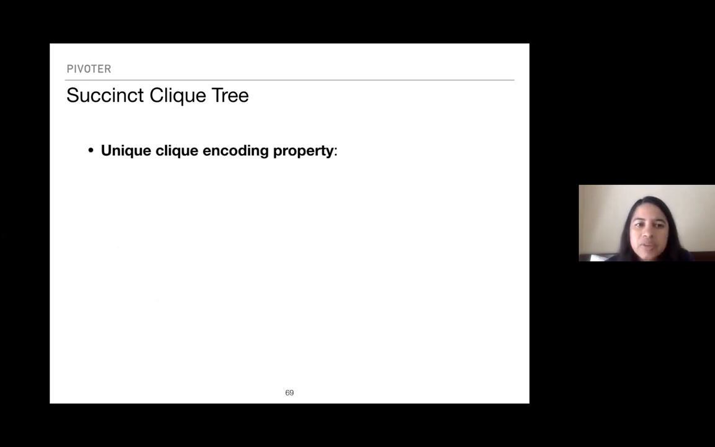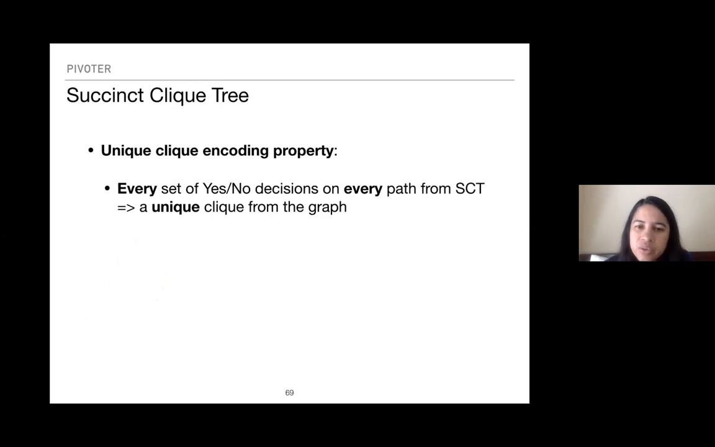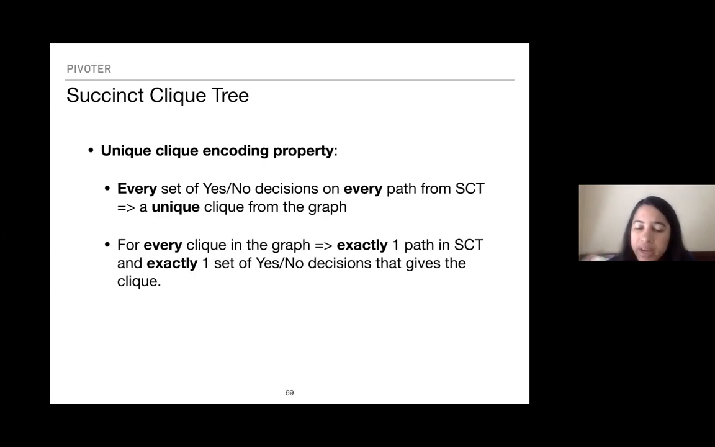So it has what we call the unique clique encoding property, which is that every set of yes/no decisions on every path from the SCT corresponds to a unique clique from the given graph. And it's also true in the other direction, that for every clique in the graph, there's exactly one path in the SCT and exactly one set of yes/no decisions on that path that gives us that clique. Essentially, there's a bijection between the cliques in the given graph and the cliques that we get from this SCT with the counting scheme that we have imposed on top of it.